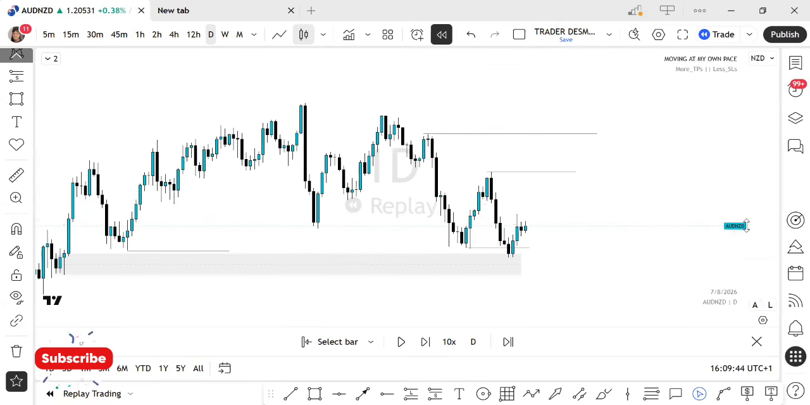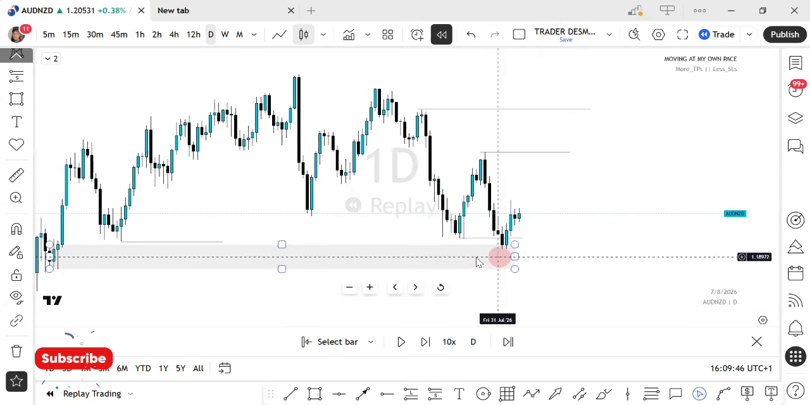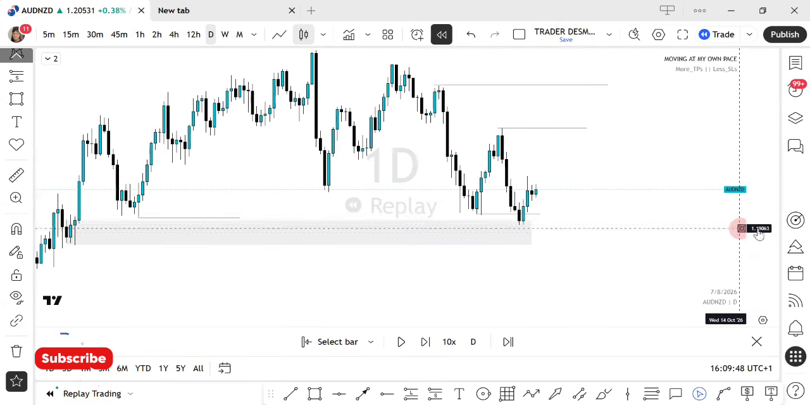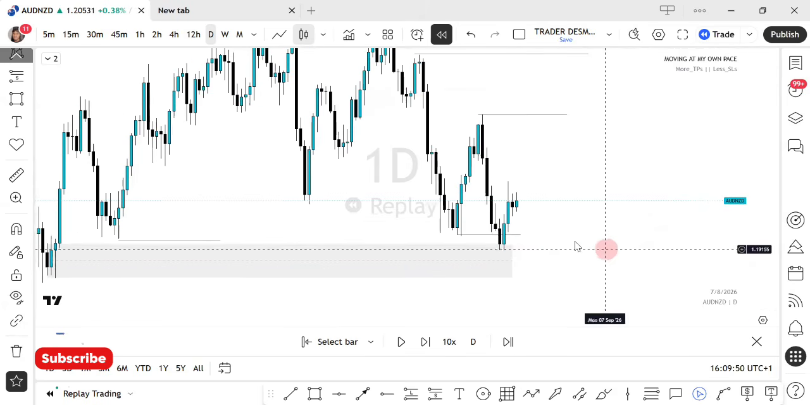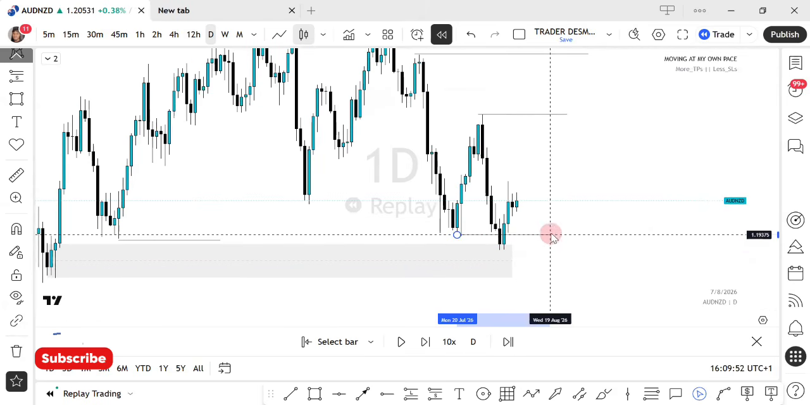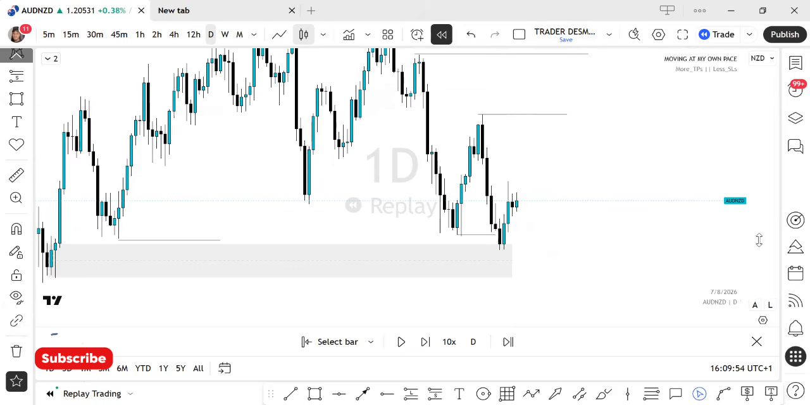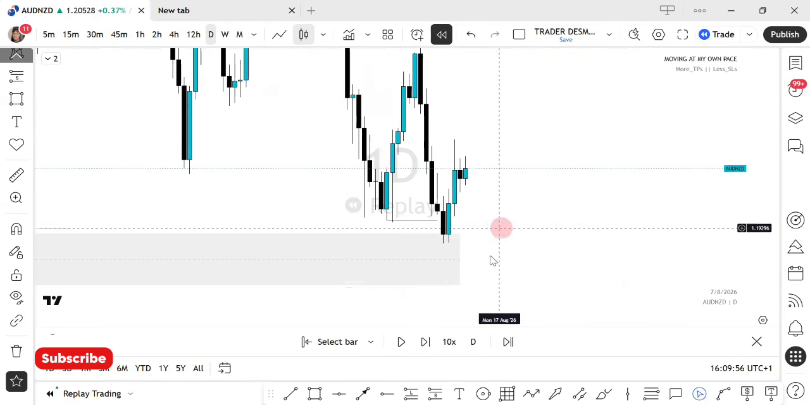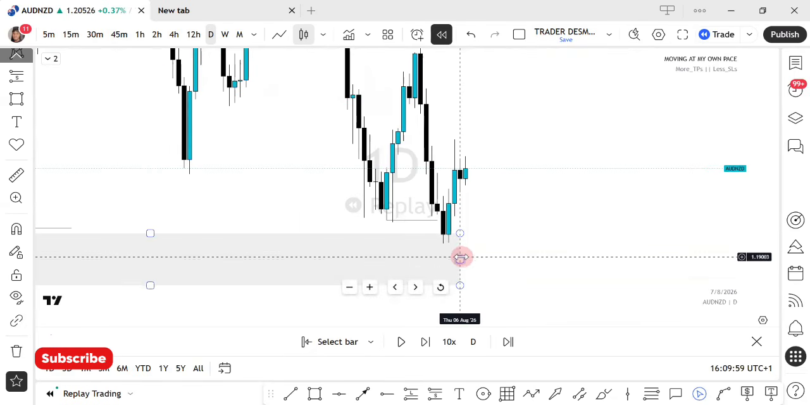Now this is something I always talked about. Whenever I have a reaction like this, or a rejection from a particular time frame, I want to focus on possible fresh key levels. On the daily time frame now, where are the possible fresh key levels we can see on our daily time frame?